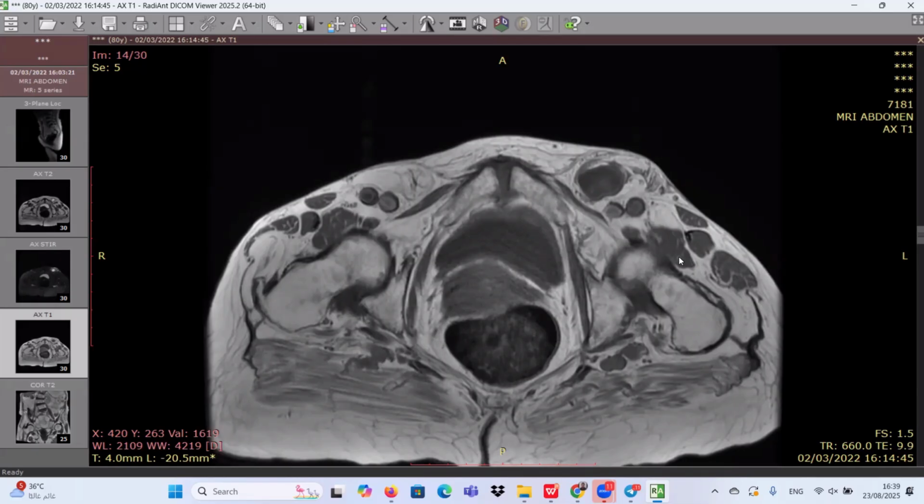So we have here small bowel obstruction secondary to obstructed or incarcerated left femoral hernia. Okay, thank you so much.